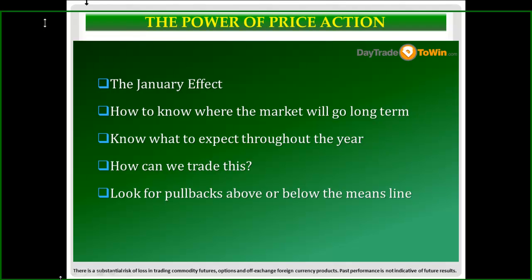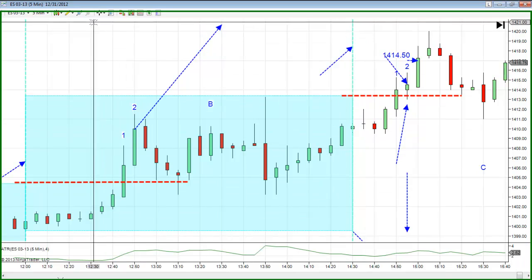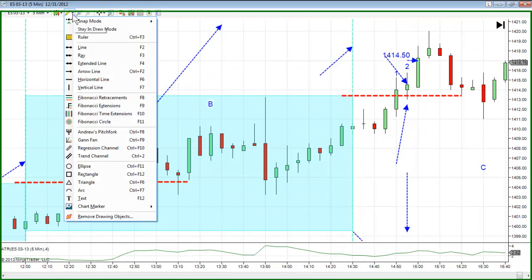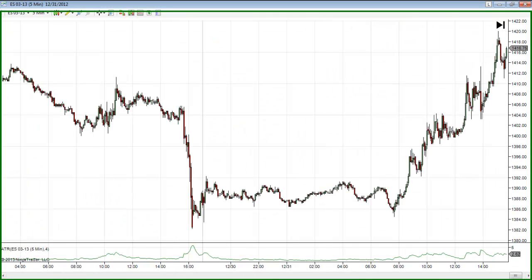And where the market closed at the end of 2012, compared to what happened at the beginning of January, was a huge up move. So if the market goes up in January 2013, with a higher close than open, it's an opportunity to buy the market. You can go back and look at it year after year. It only works if it's a higher close than open.